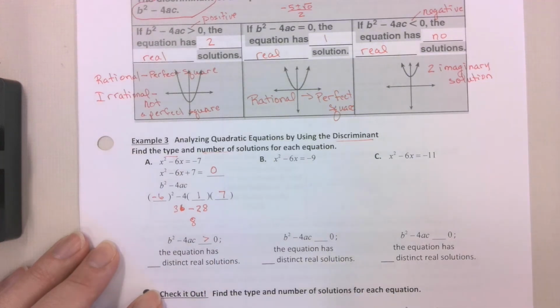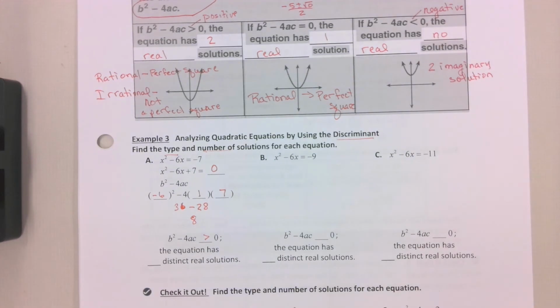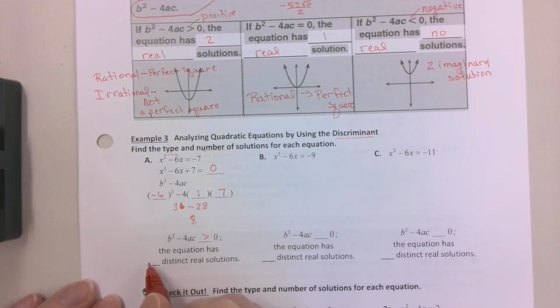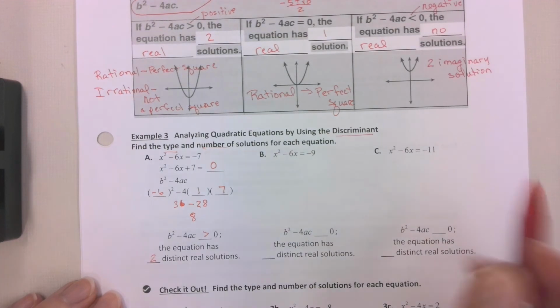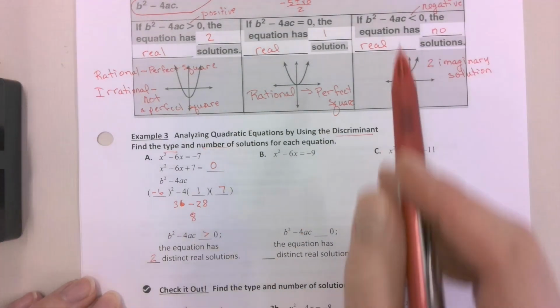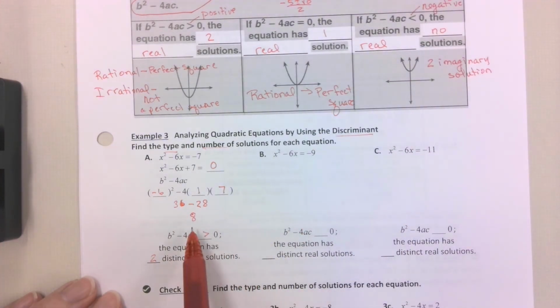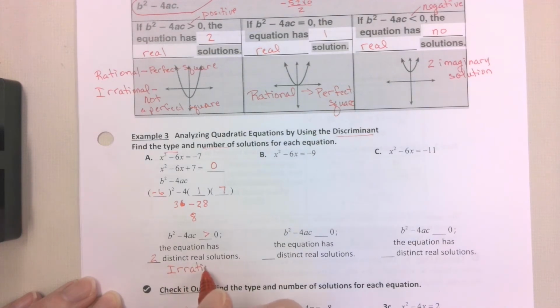That means I have a positive outcome, right? And so I have two distinct real solutions, but let's get more specific. The square root of 8, that's where it would go, is underneath that square root sign. The square root of 8 is not a perfect square, so I am going to get two distinct real solutions, and they will be irrational.